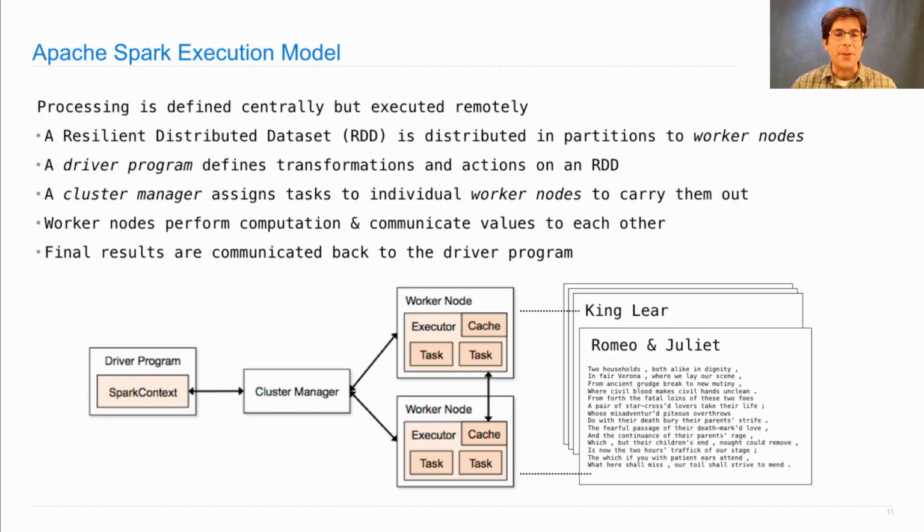So in a picture, the driver program sits here. The Spark context object is some interface for the cluster manager, which keeps track of all the workers and what data they store. This worker node might hold King Lear, while this worker node holds Romeo and Juliet. If the driver program wants a line count for all of Shakespeare's plays, the cluster manager will ask each worker node to count the lines in its individual piece of the whole data set.